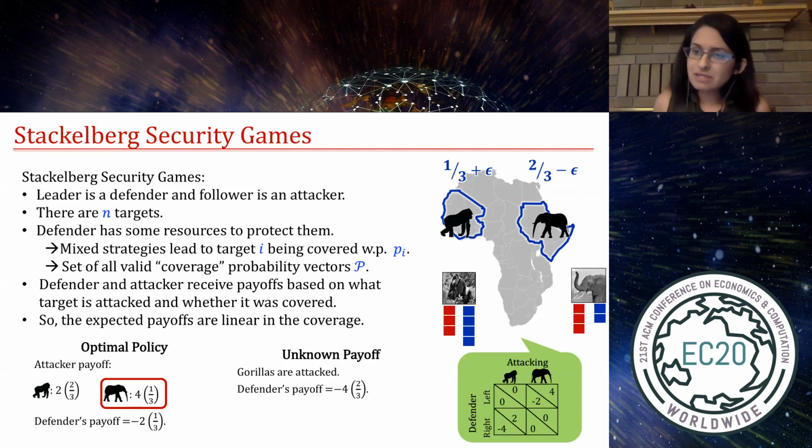So as you see, it's really important to know exactly what is the utility of the attacker if we are trying to design good policies in Stackelberg games. These are special types of Stackelberg games in the sense that the utility of both the attacker and the defender is linear in the coverage of the targets, once we fix the target that's being attacked.